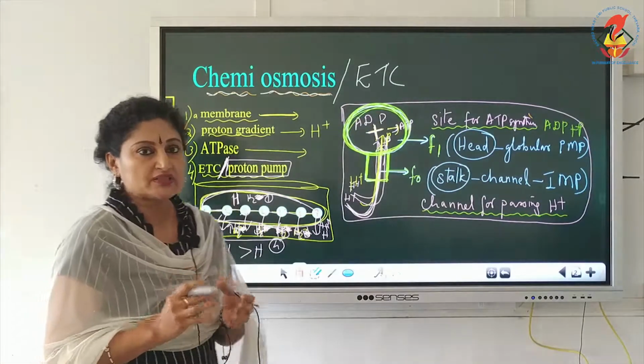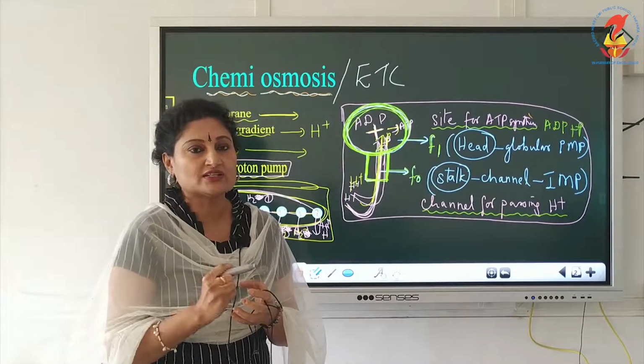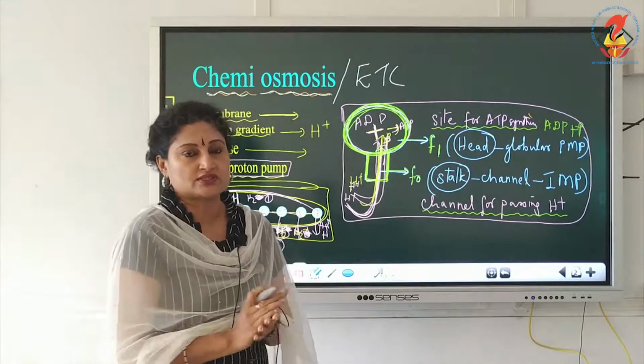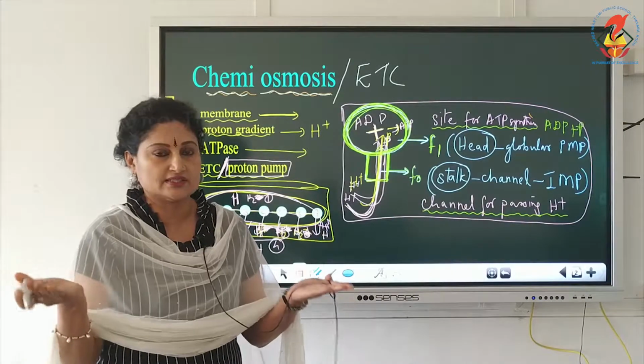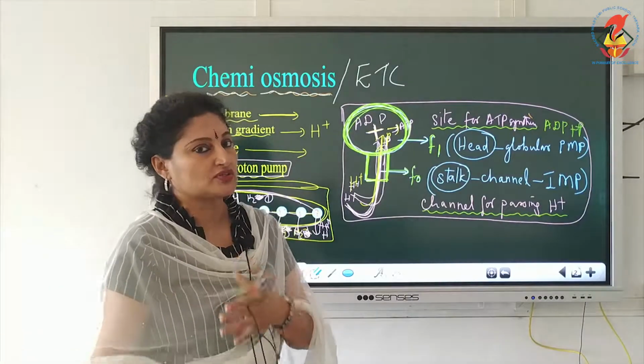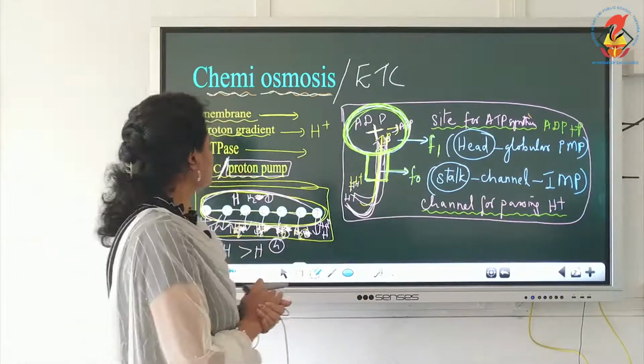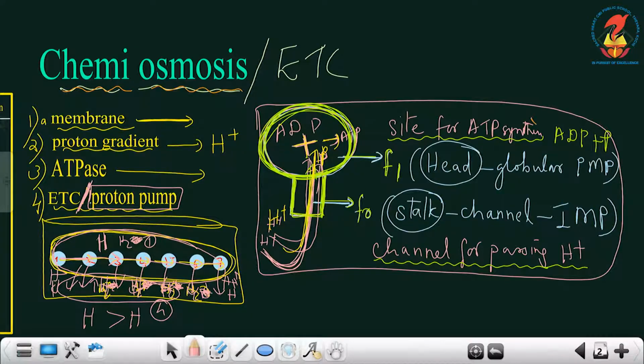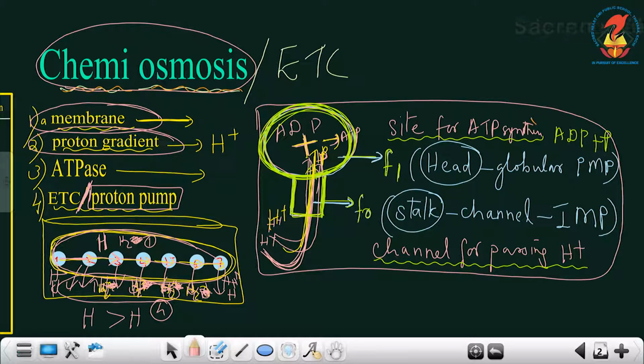How does the ETC operate? By removing protons from one region and adding the protons to another region, so that a gradient is created. It's not equal, there is high and low. Therefore, this is the movement of protons from a region of high concentration to a region of low concentration. So these are the 4 requisites of chemiosmosis: a membrane, a proton gradient, and we know what is responsible for the proton gradient, the ETC, and lastly ATPase is also needed. ATPase is also called the F1 particle.